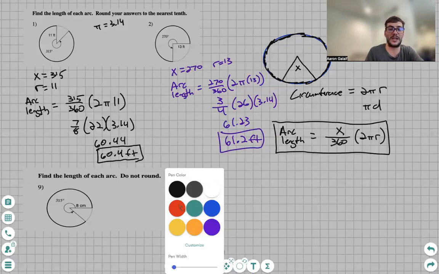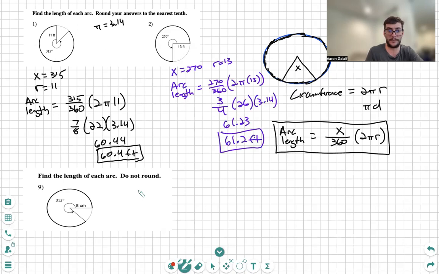Let's do number 9. And in number 9, we're going to leave an exact form. X is 315. R is 8. And we're rocking and rolling. 315 over 360 times 2 pi times 8. So we see 315 over 360, which we have found already, was 7 over 8 above, times 16 pi. And we can see that the 8 and the 16 will cancel. These are different colors, so it's obvious.